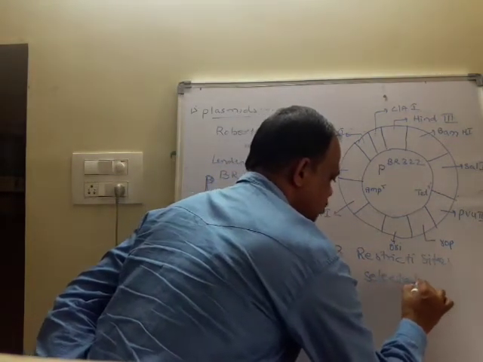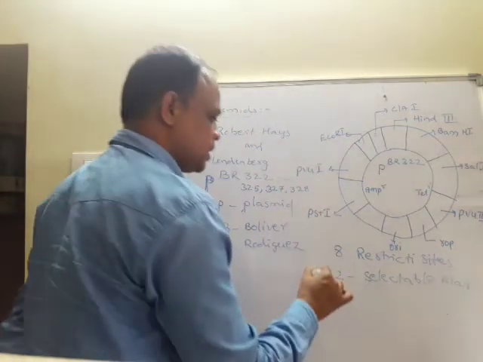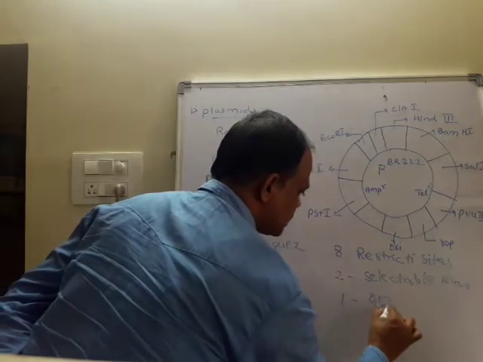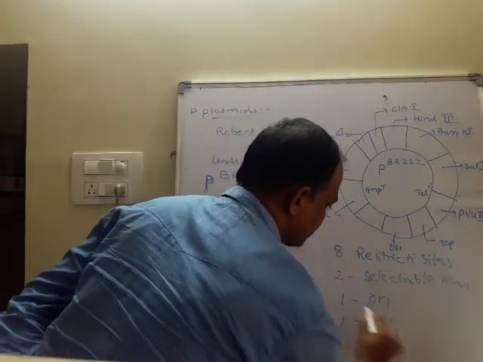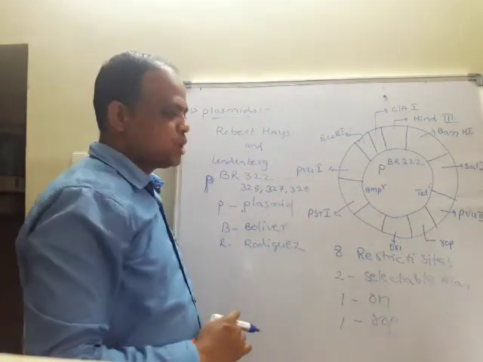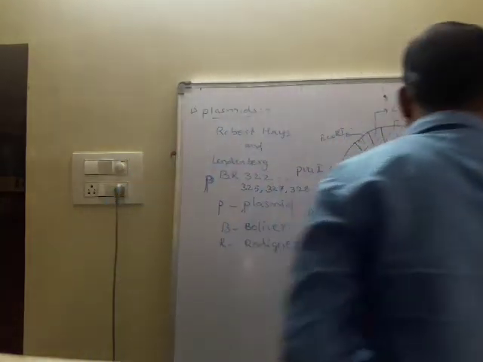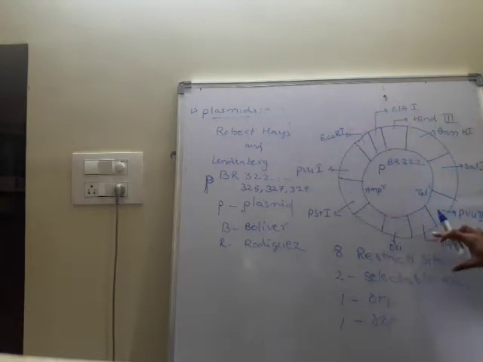2 selectable markers, 1 origin of replication, 1 ROP protein. These are present inside of this bacterium. So here there are different types of restriction sites present. 8 restriction sites are present in this pBR322 plasmid.